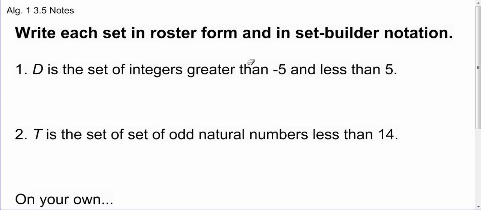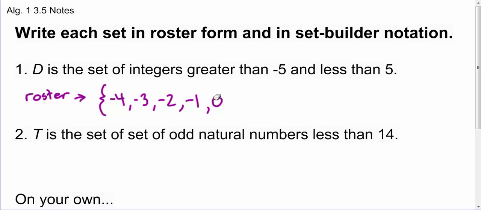Write each set in roster form and in set builder notation. Okay, so here it says that D is the set of integers greater than -5 and less than 5. All right, so let's do this in roster form first. For roster form, we'll open our braces. Integers greater than -5, that would be -4, -3, -2, and so on. And that list stops. Actually, I'm going to abbreviate this, and say that it stops at 4. A little shortcut there to save a little writing space.